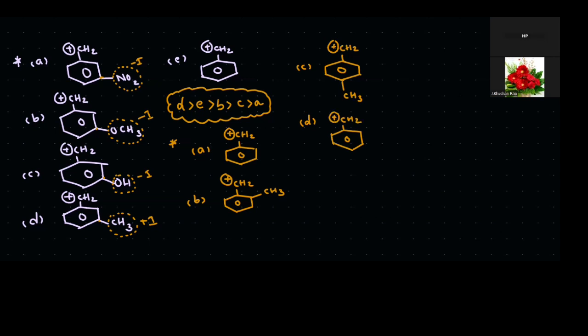So these are the four compounds. In these four compounds, how do we identify the stability order of the benzyl carbocations? Now, just identify: in the first case, no group is present. But in this one, a CH3 group is attached to the ortho position. If any alkyl group is present at the ortho position, hyperconjugation is always present.